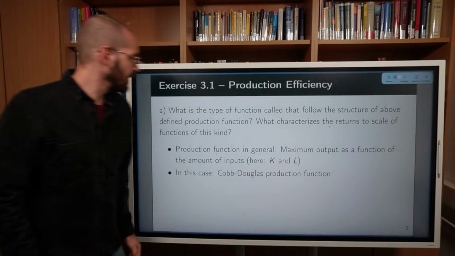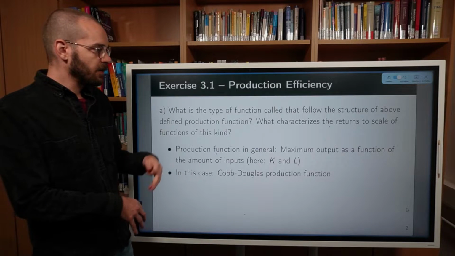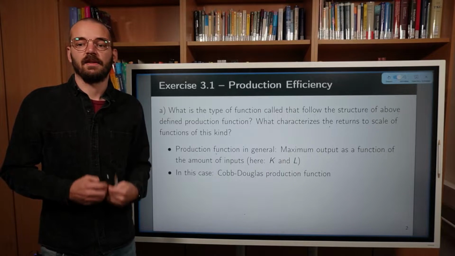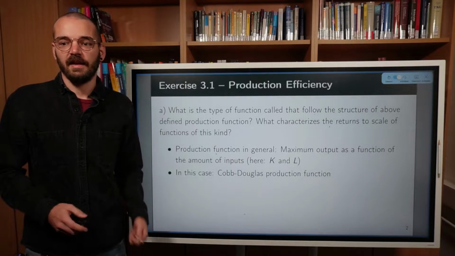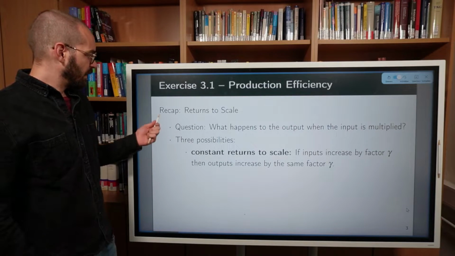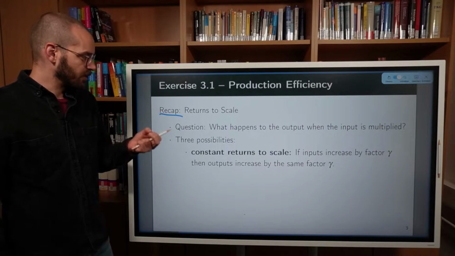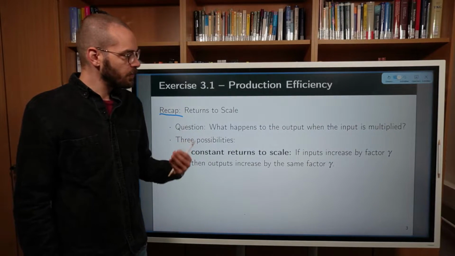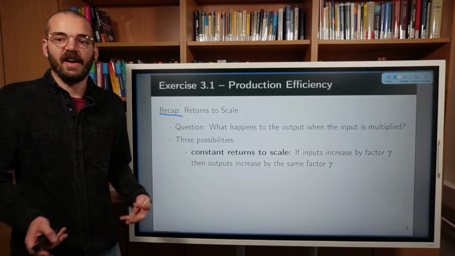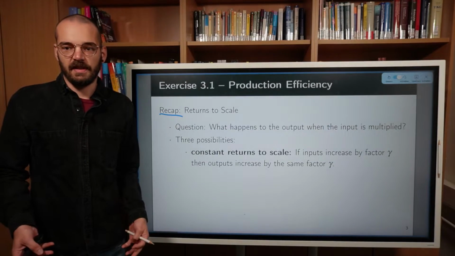In the next step we're asked to talk about the returns to scale. But first let's have a brief reminder on what returns to scale actually is and how we can understand it. So, a quick recap on returns to scale. The question returns to scale wants to answer is what happens to the output when the input is multiplied by some factor. So in general there are 3 possibilities.